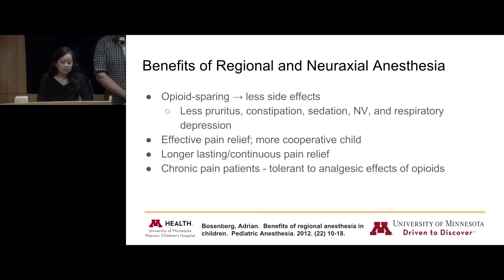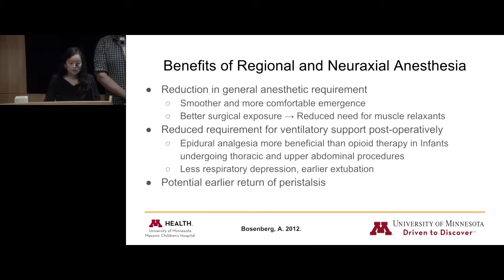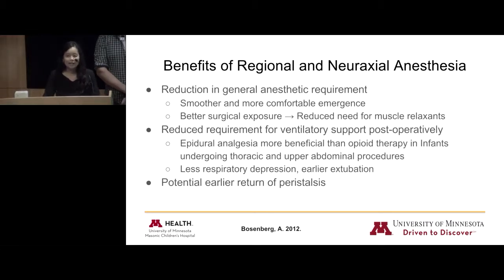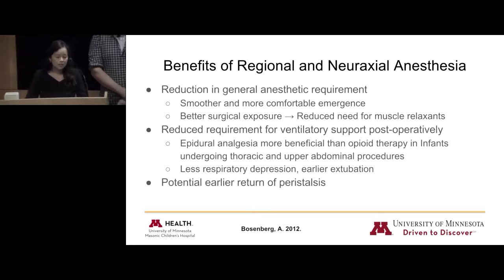Other benefits of regional and neuraxial anesthesia include the fact that if you do combine it with a general anesthesia or monitored anesthesia, you often need less anesthetic. So for a general anesthesia with an endotracheal tube, that would mean less anesthetic, less gas, perhaps less fentanyl. And subsequently thereafter, kids often wake up more happy, with a more smooth emergence and less delirium. Studies have shown that it has benefits in decreasing the amount of muscle relaxants as well, and subsequently thereafter, better surgical exposure for our surgeons.